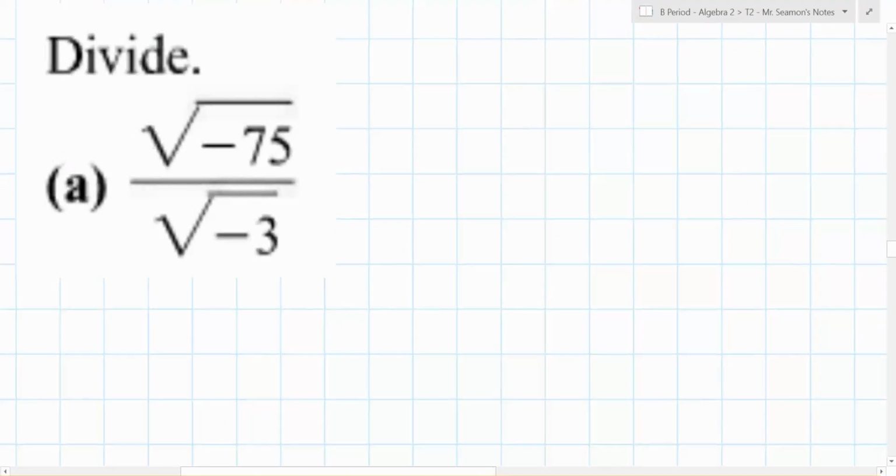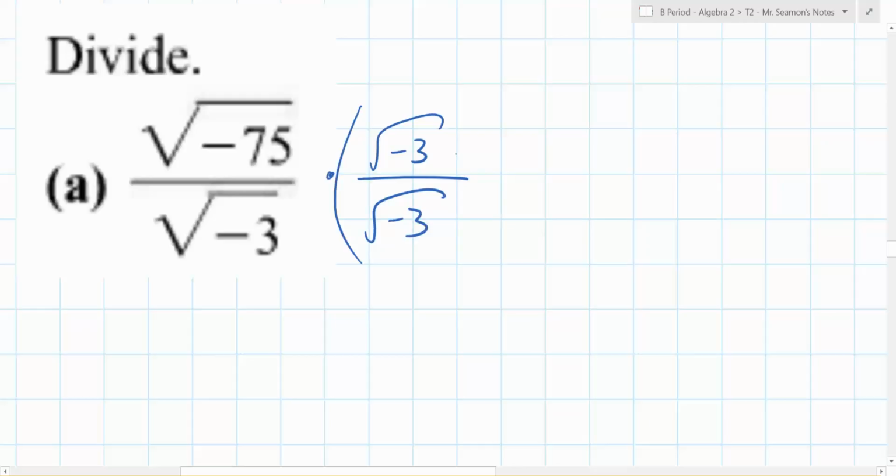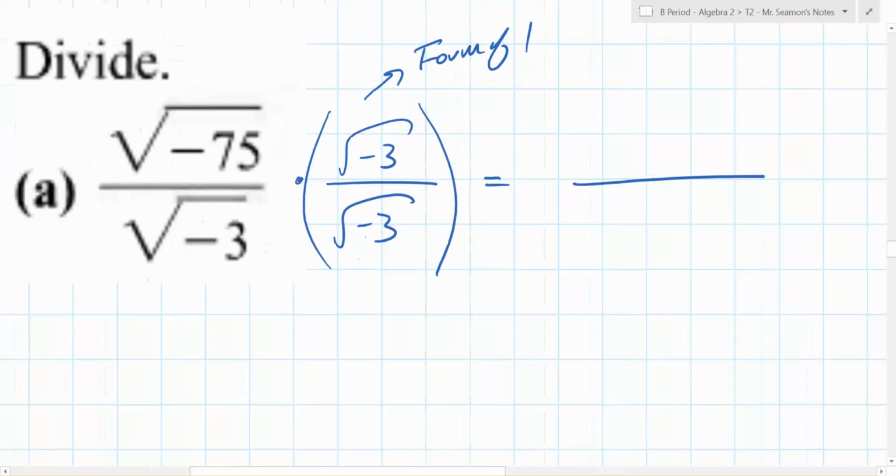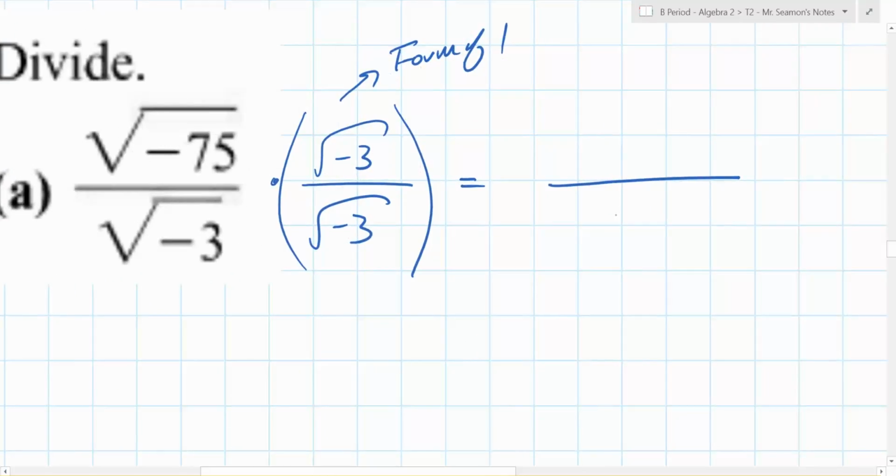I just have a question. Why are we allowed to multiply this? It's a form of 1. Exactly. So what does the bottom become? The bottom's the easy one. It becomes negative 3, because the square root of negative 3 times the square root of negative 3 is negative 3.